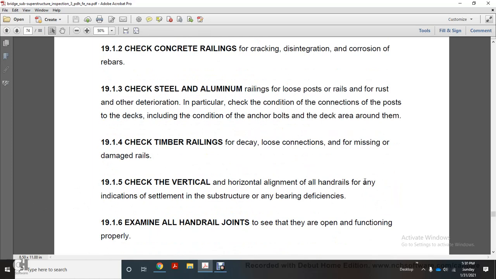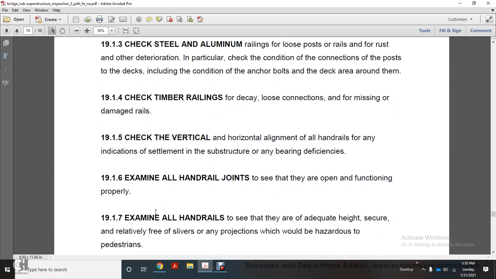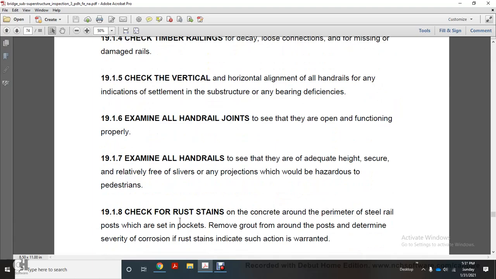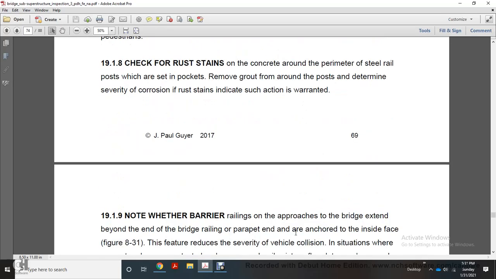Check the vertical and horizontal lines of the handrails for any indication of settlement of the substructure or any bearing deficiency. Examine all handrail joints to see if they function properly. Examine all handrails to see if they are of adequate height and secure. Look for any projections that are hazards to pedestrians. Check for rust stains on the concrete around the perimeter of steel railing posts, and for the caulk or grout around the post. Determine the severity of the corrosion indicated by rust stains and whether action is warranted.